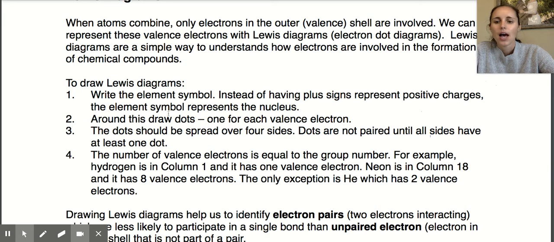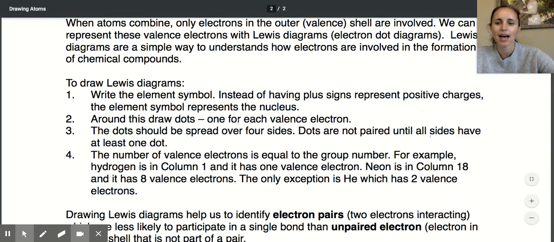That's it. Around that, you're going to draw dots, one for each valence electron. So you don't have to draw those inside shells anymore. All you have to do is draw the number of valence electrons, those outside shells. The dots are going to be spread over all 4 sides. Dots are not paired until the sides have at least 1 dot.